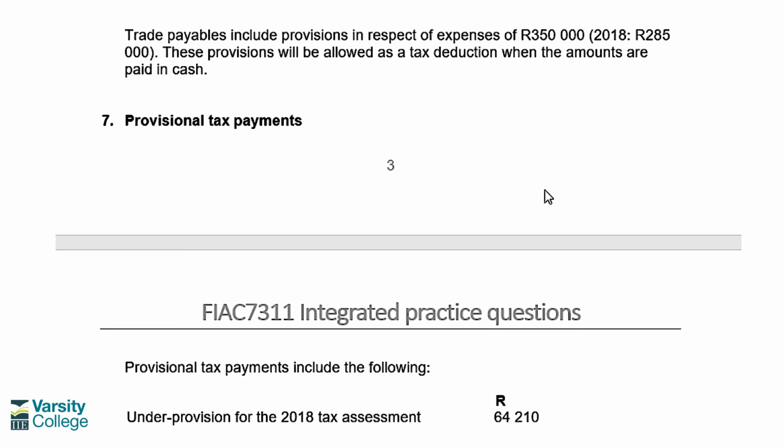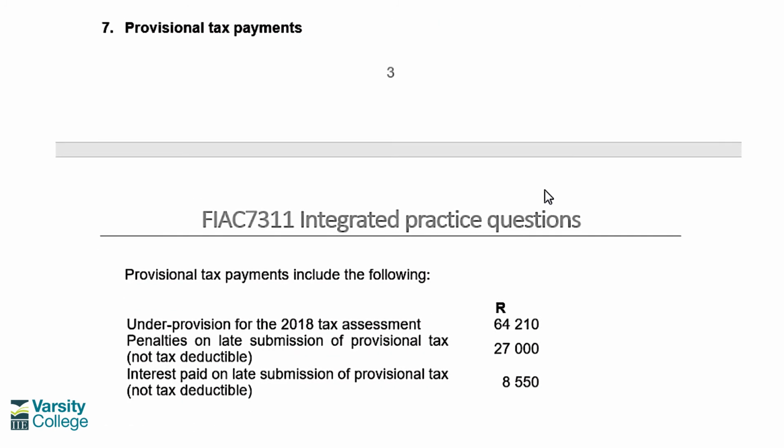Now, number 6 doesn't tell you what the provision is for, what expenses. It doesn't matter. The fact that SARS won't allow the provision as an expense until it's paid means you've automatically got a temporary difference. So from a tax point of view, we'll have the carrying value of the provision, but there will be no tax base because SARS is going to only allow it as a deduction when it's paid. It's as simple as that. You don't need to worry anymore about point number 6.